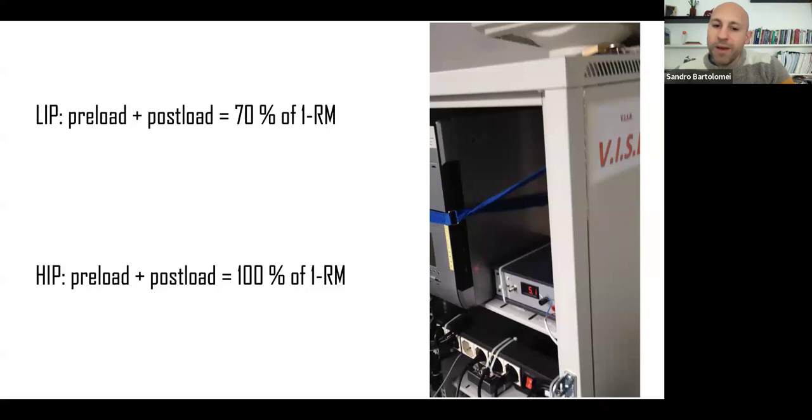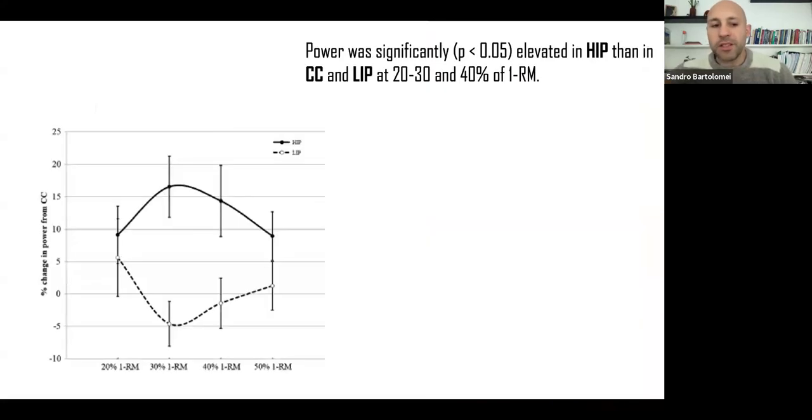release of the bar. Basically, in order to obtain a release of the bar, you need to reach 100% of your 1RM. The other condition was a low isometric pre-activation. So in order to obtain the release of the bar, you need to reach only 70% of 1RM, okay? And we compared the results in the power at different loads: 20%, 30%, 40%, and 50% of 1RM on the bar.